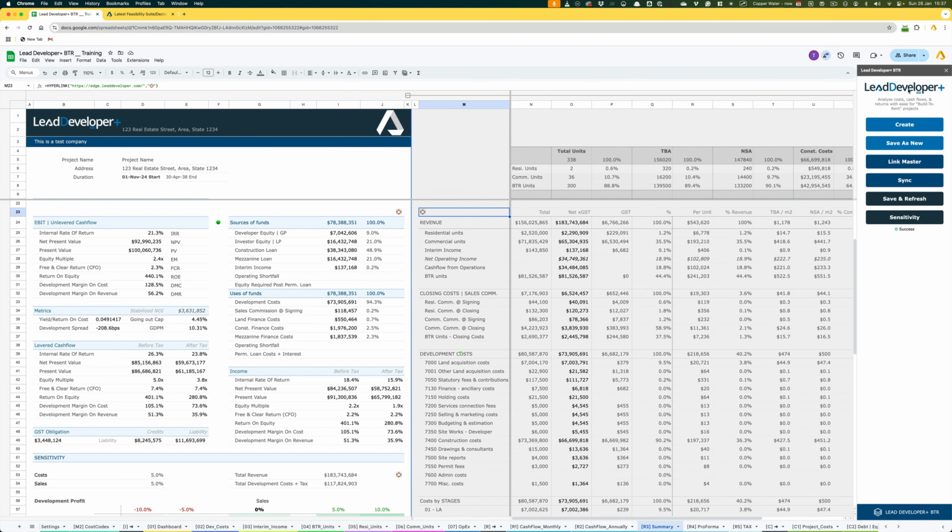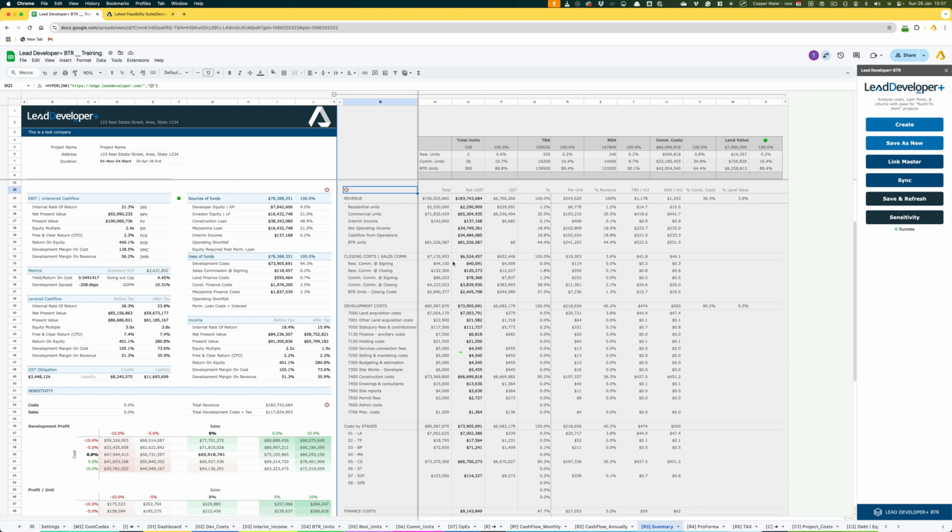So on the side here, we have all of these things. I'm going to zoom out a little bit so I can show you the whole thing. So here we have the same thing, revenue, but we have the total. We have net ex GST, if it is applicable to you, GST, then we have percentage, we have per unit value, what that is going to be for each one of these, percentage of the revenue, total built area per square meter, net saleable area per square.